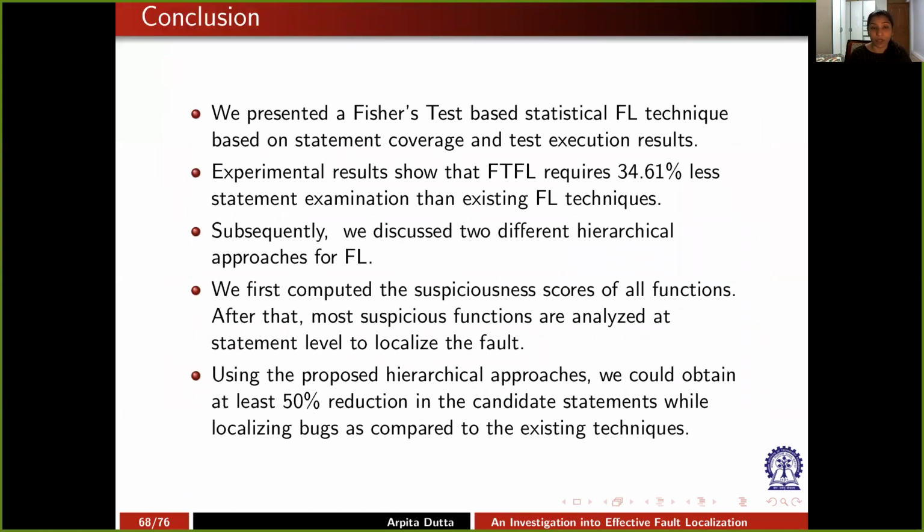So now I would like to conclude. We presented a Fisher test-based statistical technique for fault localization using statement coverage and test execution results, and our method requires 34.61% less code examination than existing techniques. Subsequently, we have also discussed two hierarchical approaches for fault localization, where our techniques are able to reduce the search space at least 50% of the time.